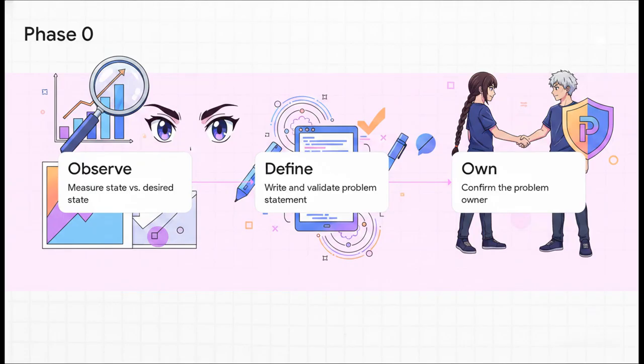Phase 0 is problem identification. You observe and measure the current state against your desired state, then you formally define it by writing and validating a problem statement. Finally, you confirm the problem owner. The incredibly crucial point here is that this mandatory Phase 0 must be 100% finished before anything else happens. It is non-negotiable. Why? Because you simply cannot solve a problem you haven't formally defined.